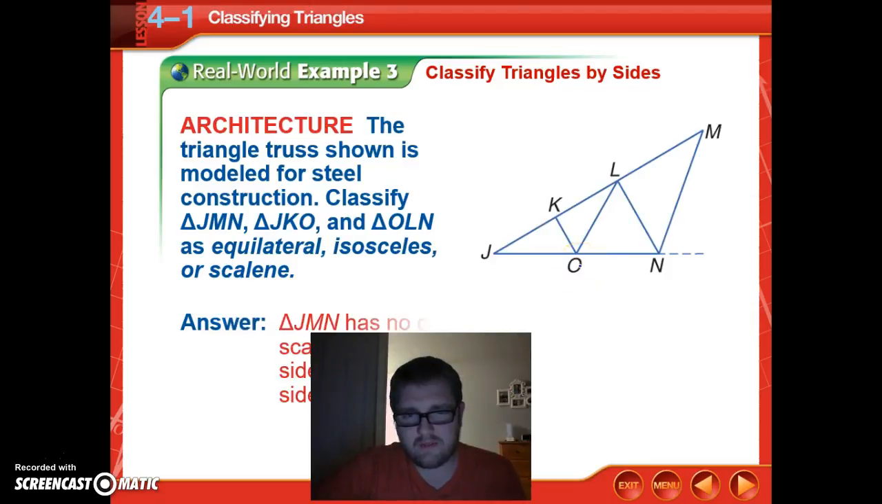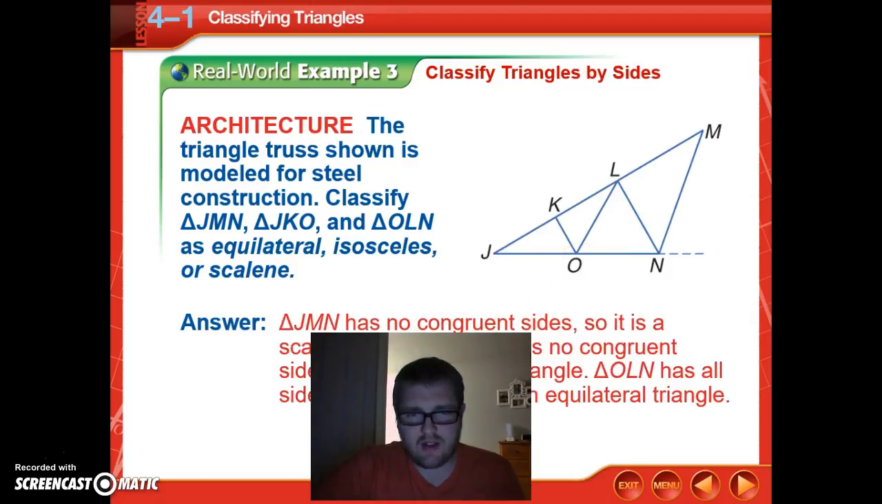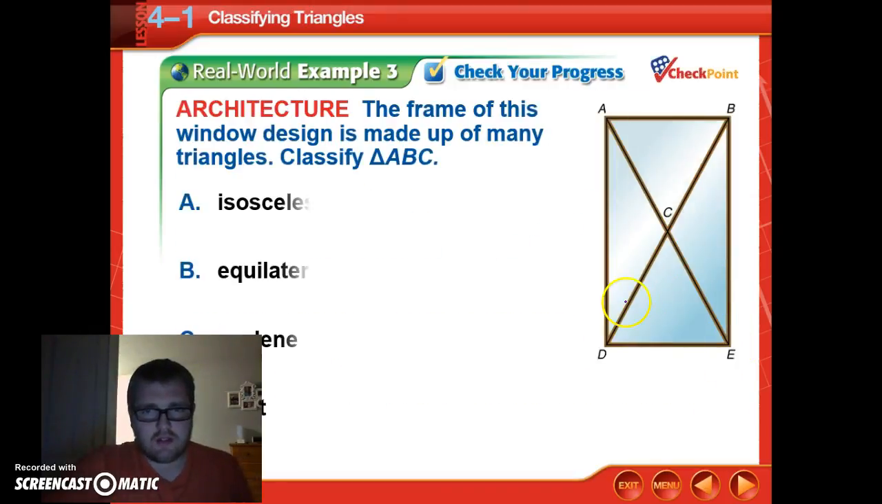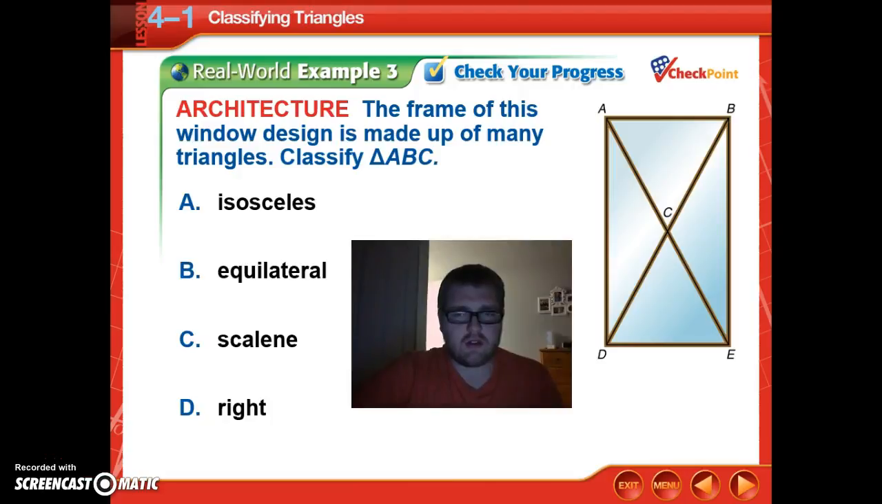JKO does not look like it has any congruent sides either, so we are going to say scalene for JKO. And finally, OLN looks pretty congruent, all three sides, so we're going to call that an equilateral triangle. If you want to verify, feel free to grab a ruler and measure those sides if you're not convinced. Same with this one. If you would like to grab a ruler to make sure of your answer, feel free. But go ahead and give your answer to this question.